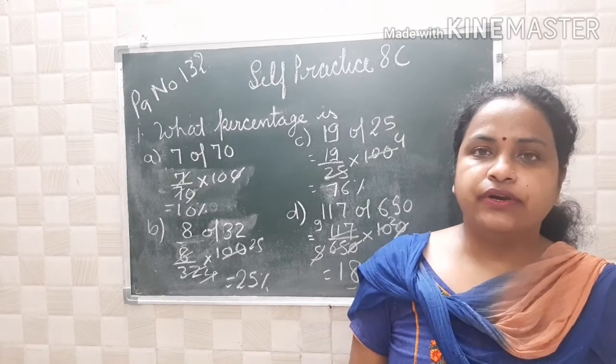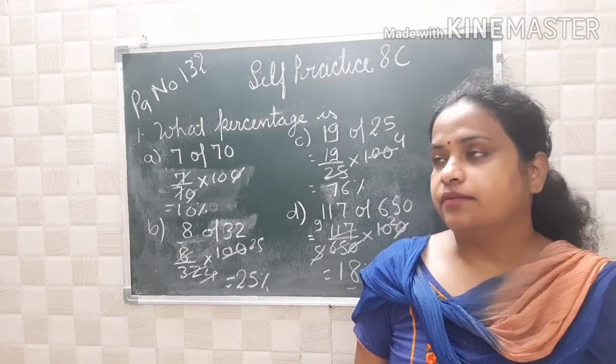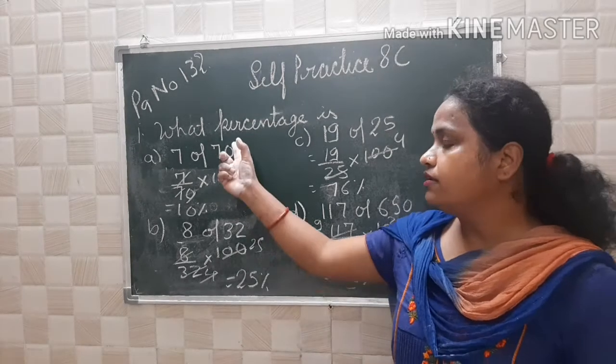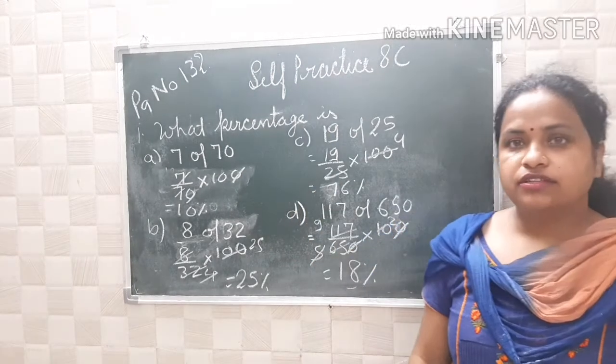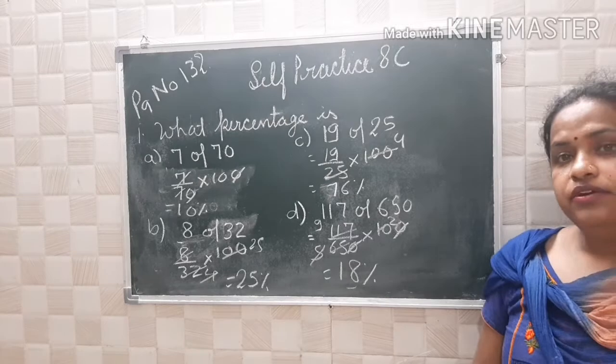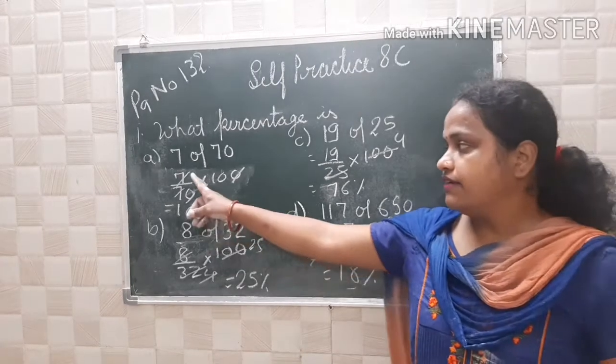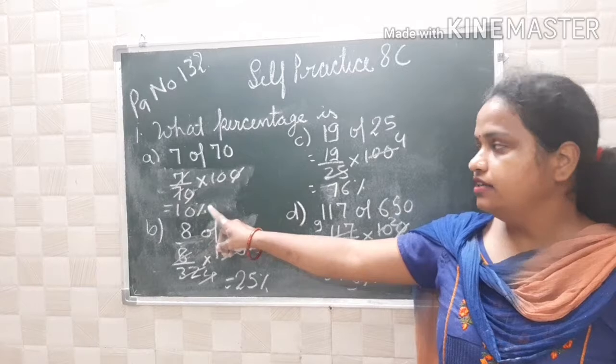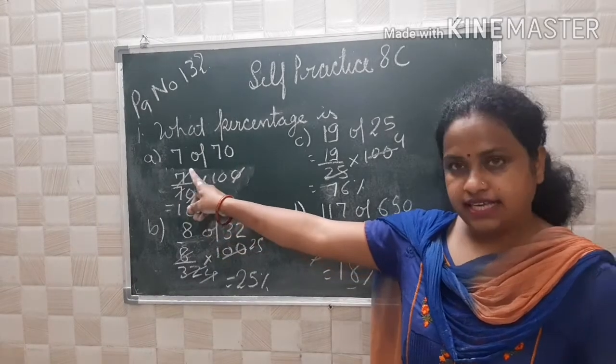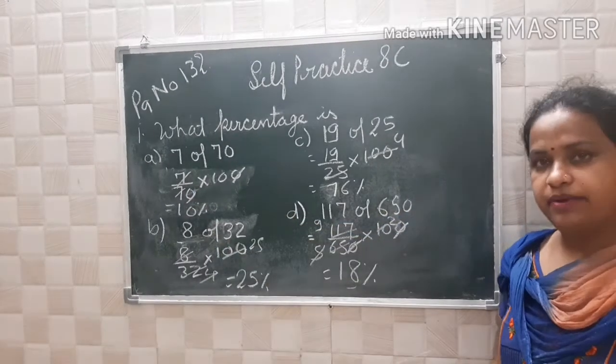Now today we are going to start 8C. Here you may see what percentage is. It means you have to first convert into a fraction and then solve. So 7 of 70 means 7 upon 70 into 100. 0 cancels out, 7 cancels out, 10% is remaining.